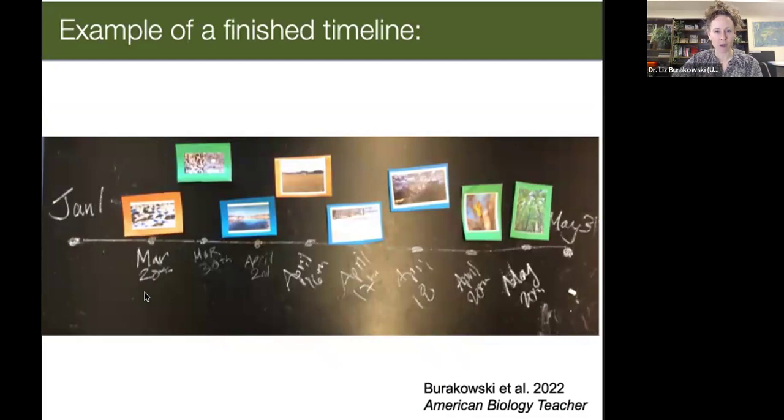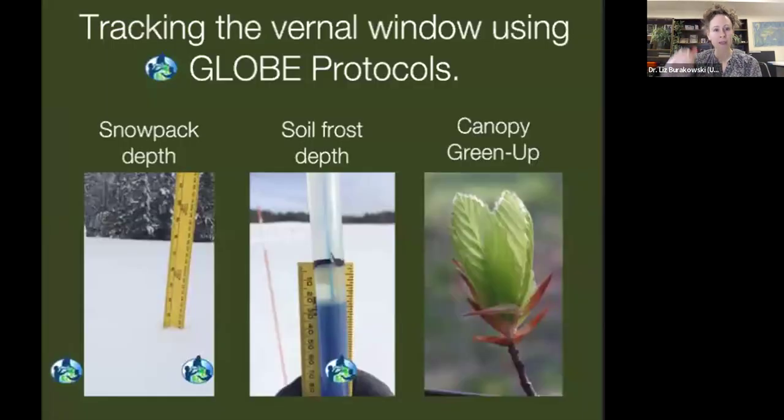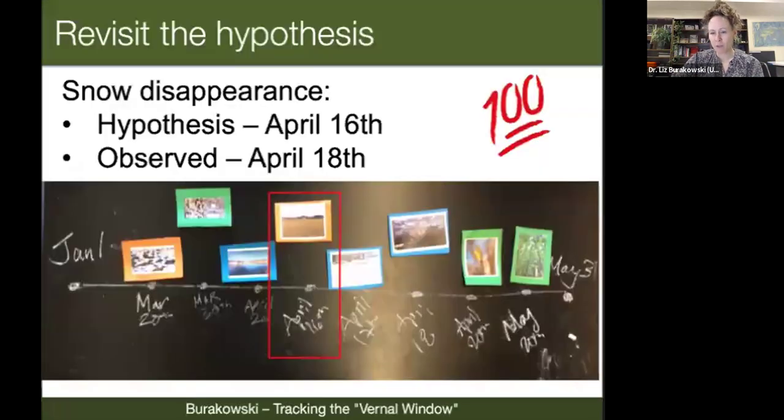So this is one from an example that we did, I believe this was up in Old Town. Starting with January 1st and then progressing to May 31st, this was their hypothesized timeline. They then collected their GLOBE protocol data through snowpack depth, soil frost depth, and canopy green up, and they were able to compare and revisit their hypothesis. And this particular year, they were actually pretty spot on with their snow disappearance date, which was pretty validating for them. They were going off of their lived experience of, I think the snow might disappear around mid-April, and they were only 2 days off on that one.